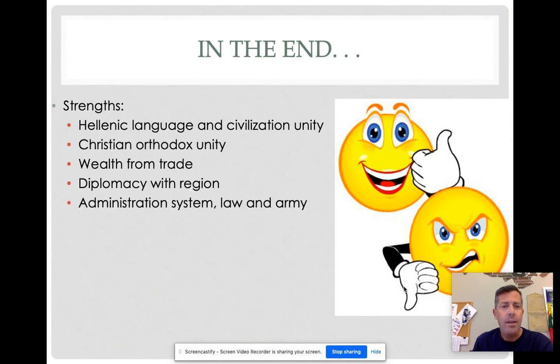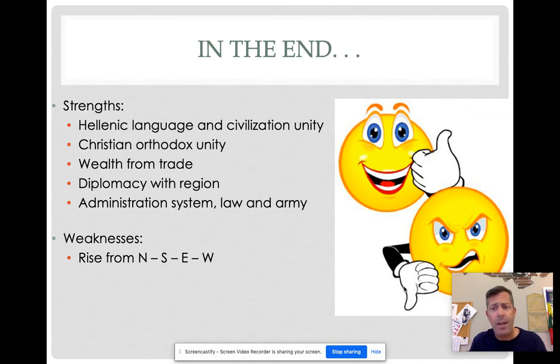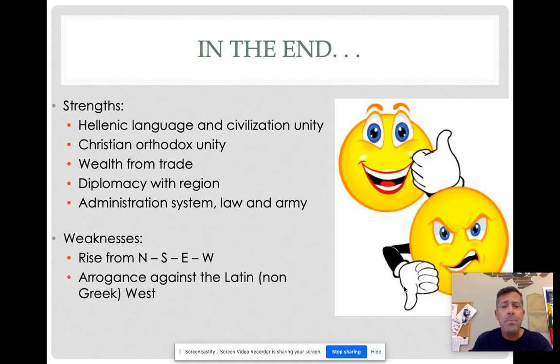In the end, the Byzantines spread Greek culture, keep things Christian, have wealth, are diplomatic amongst their own different regions, and have an organized administration. Their weakness is that their northern, southern, eastern, and western peripheries, the Catholics, the Kievan Rus, are knocking on the door. The Crusaders are chipping away at their land. I guess you would even say that they were arrogant. They did not want to play well with the West, and they will never reunite with the West.